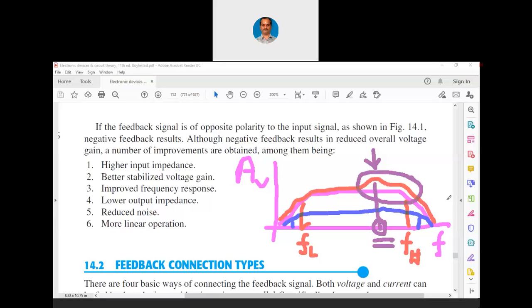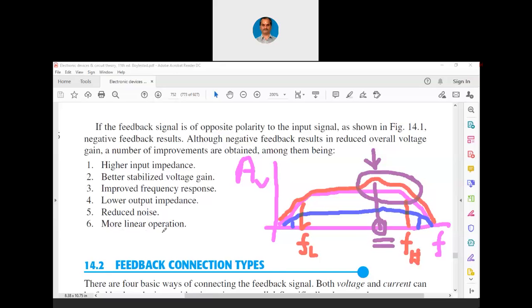Even the amplifier itself can generate its own noise. Even the transistor itself can generate its own switching noises. We are going to study noise in detail when you come to third year. I am talking about electronic noise. So when the gain gets reduced here, the noise also is going to get reduced because the amplification of the noise is also going to be lesser.